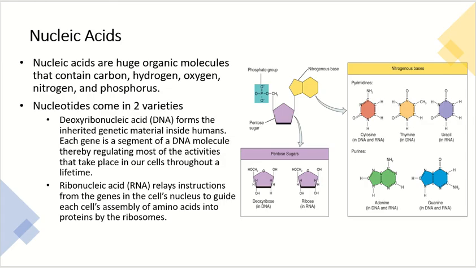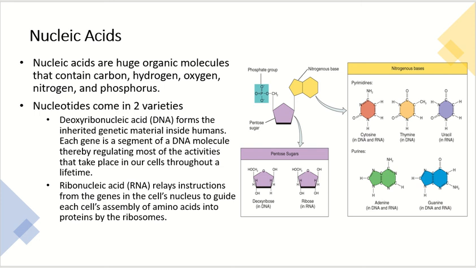All right. That then brings us to nucleic acids. It's kind of different, changing directions here just slightly. So nucleic acids are going to be these big chunky organic molecules that are going to contain carbon, hydrogen, oxygen, nitrogen, phosphorus, etc. And nucleotides are going to come in two main varieties.